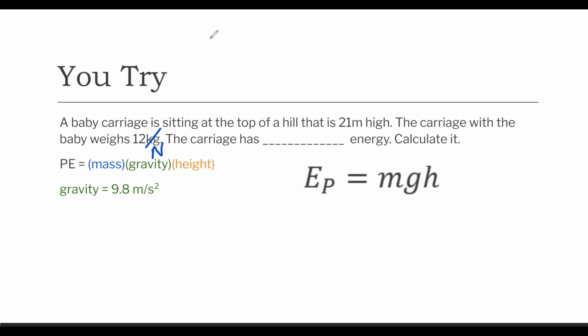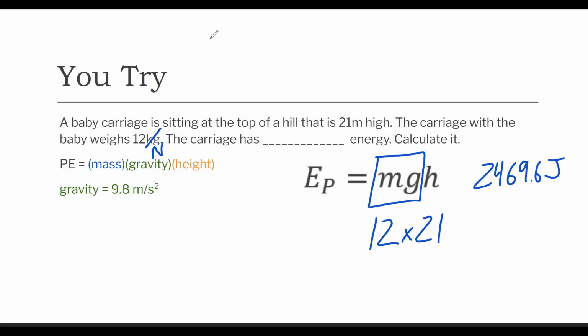If it says newtons, what that means is they have already multiplied M times G, okay? Now, if it says kilograms, they have not multiplied by G, which is what we've been doing. So a lot of you got 2469.6. That's what I did. This is correct if it says kilograms, okay? If it says newtons, what they're telling you is they've already multiplied by G, which means you would just do 12 times 21, okay? If it says newtons.